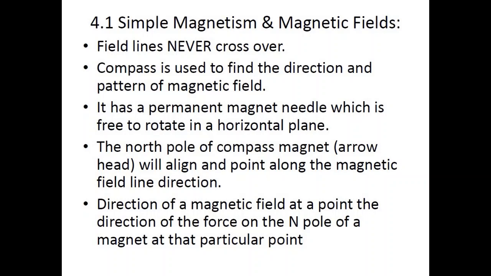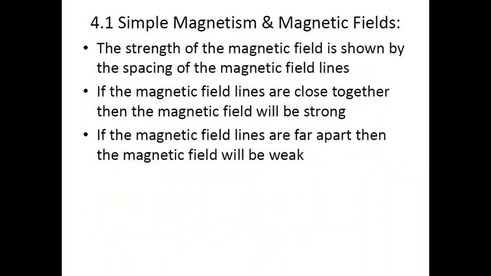A compass can be used to find the direction, strength and pattern of the magnetic field around a magnet. It has a permanent magnet needle which is free to rotate in a horizontal plane. The north pole of the compass will align and point along the magnetic field line direction. The direction of a magnetic field at a point is the direction of the force on the north pole of a magnet at that particular point. The strength of the magnetic field is shown by the spacing between the magnetic field lines. If the magnetic field lines are close together, then the field is strong, whereas if they are far apart, then the magnetic field strength is weak.